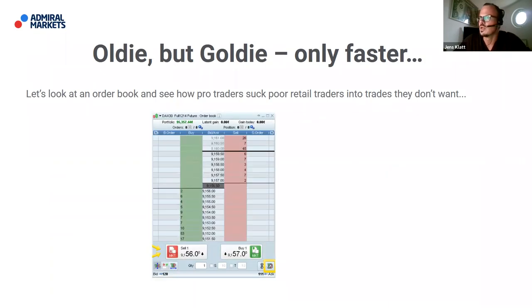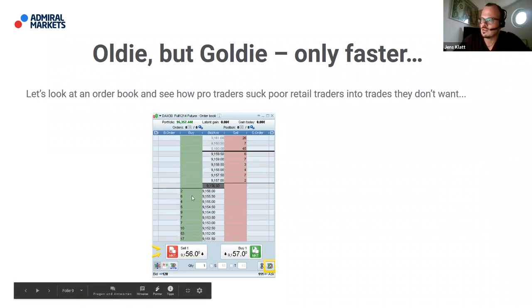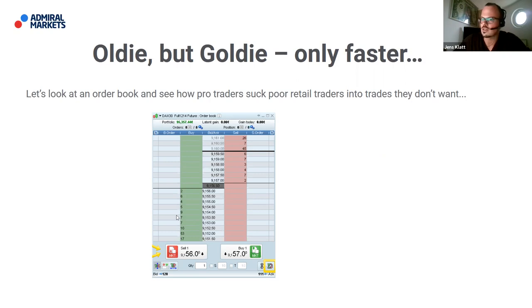So there we go. What we have here is green, here is the bid, and here is the ask. So these are the buyers, and these are the sellers, okay? Looking at this, it looks quite normal. It's nothing special. There are no big buyers and no big sellers right here.